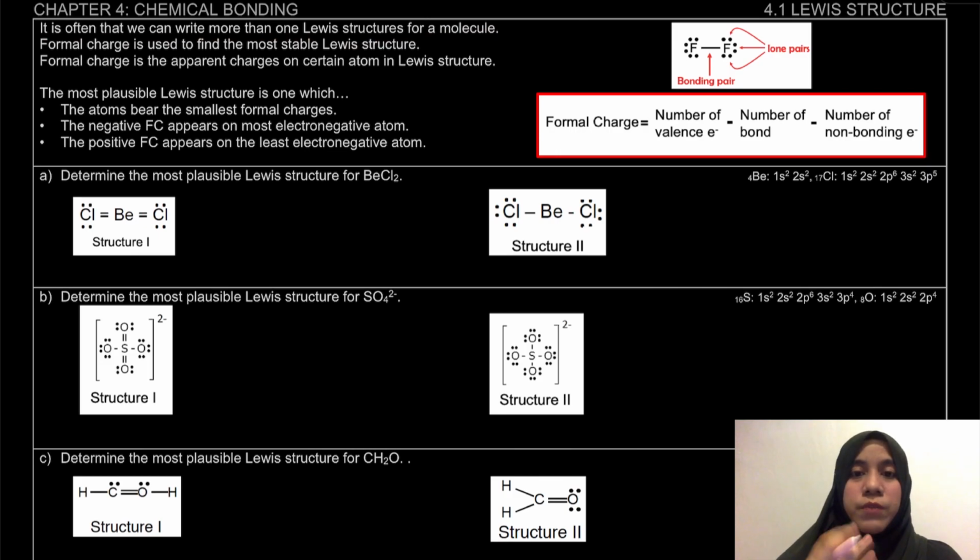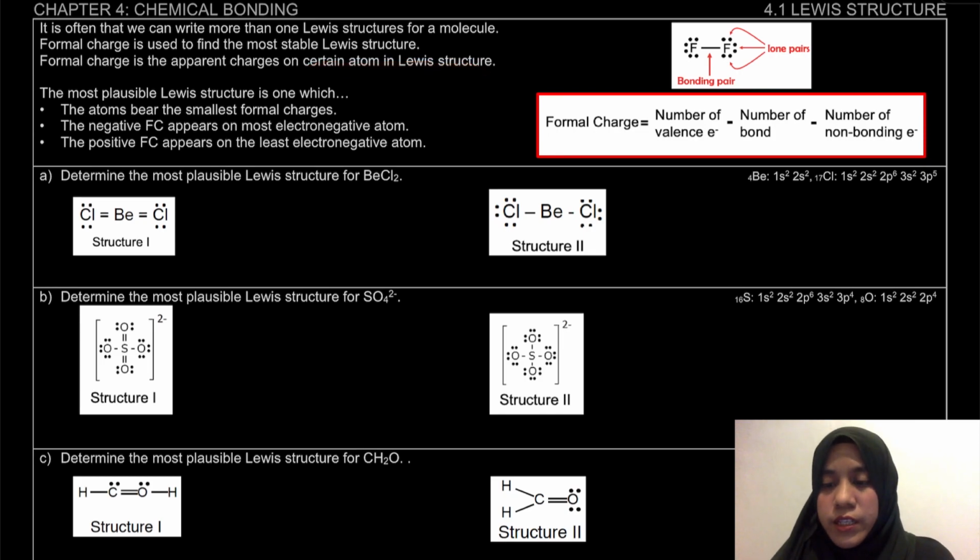To determine the most plausible, the most accurate one, we're going to use formal charge. Formal charge is used to find the most stable Lewis structure. And what is formal charge? It is the apparent charge, meaning the charge of our molecule itself, or the charge of a certain atom in the structure.